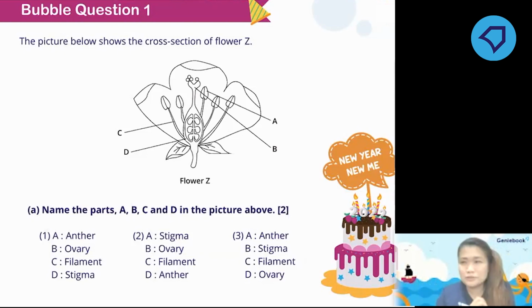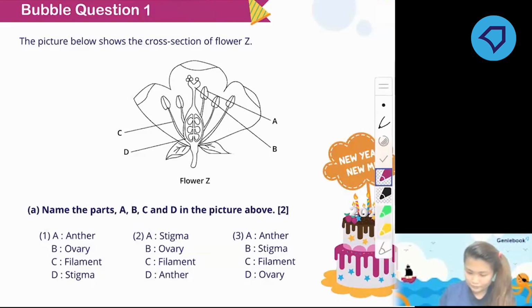So we're going to see what's wrong with it. Some of you chose 2. Let me see. What's wrong with 2? Why did you choose 2? You chose 2 because you got mixed up between the stigma and the anther. Right? Let's see. So A, right? A is pointing at this portion here. This is actually the anther. Oh no, I can't write properly today. All right, B is referring to the stigma.